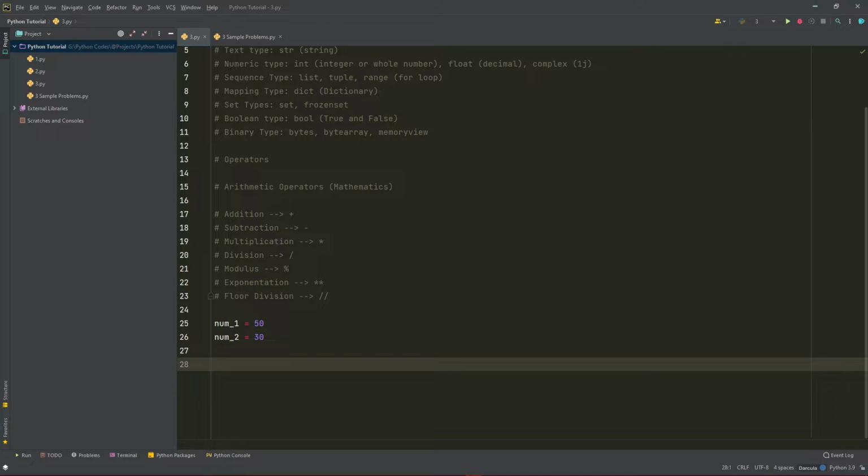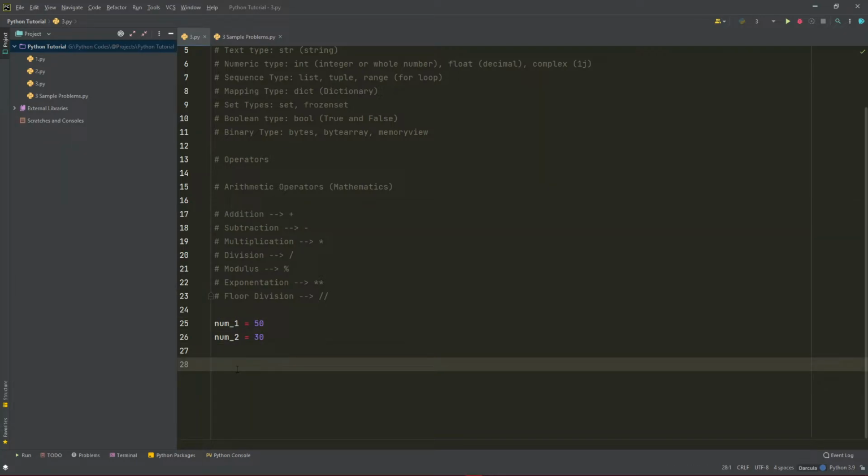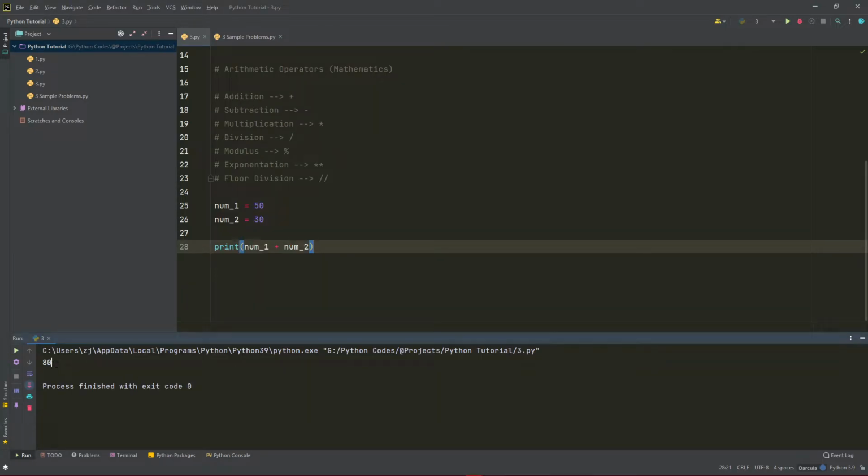Now, there's basically multiple ways that you can do in adding these two variables. It's either direct to the print function. So we have num1 plus num2. So you can do this. Okay. And if you print this, it's going to be 80, which is correct. 50 plus 30 is 80.